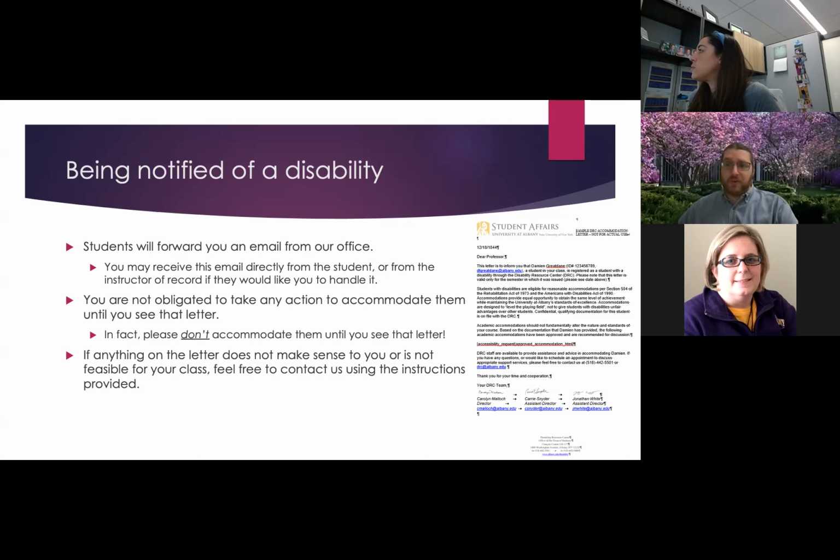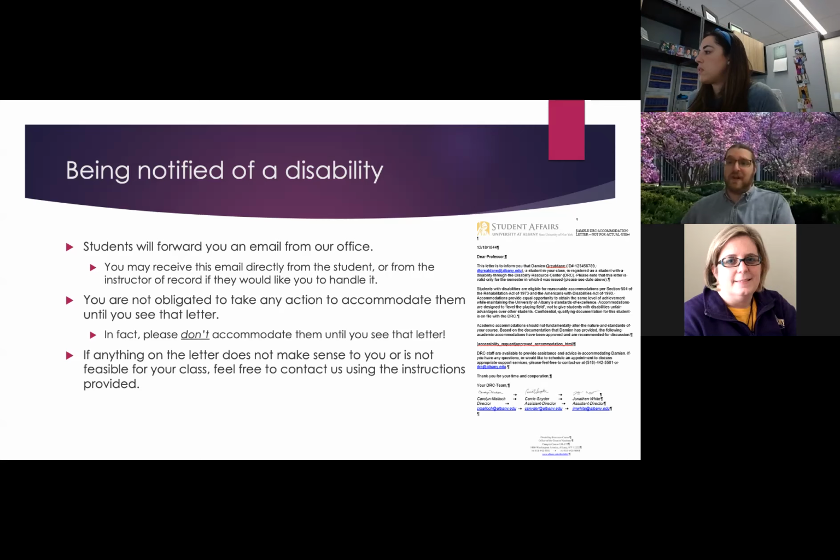The way that you will be notified is through an email from our office. Now, you may receive this email directly from the student, especially if you're the instructor, but if the instructor of record would like you to handle the situation, either as the head of their discussion segment or because they want a single point person, or maybe you're the only TA, they may ask you to handle it. So the letter may be forwarded by the instructor of record rather than coming directly from the student. Now, this is something that I can't stress enough. You are not obligated to take any action to accommodate any student with any disability until or unless you have a communication from our office.